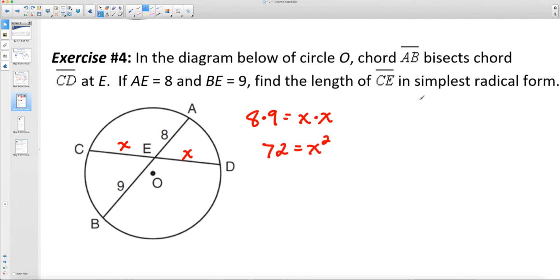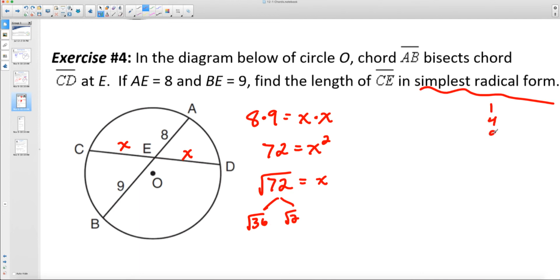72 equals x squared. It says simplest radical form, so we're going to square root both sides. If you square root, that gets rid of the square. Let's break this down. We have to think about the largest perfect square that goes into 72. Our perfect squares, I'll write them on the side real quick. The largest perfect square that goes into 72 is 36. The square root of 36 is 6. So in simplest radical form, it is 6 radical 2.